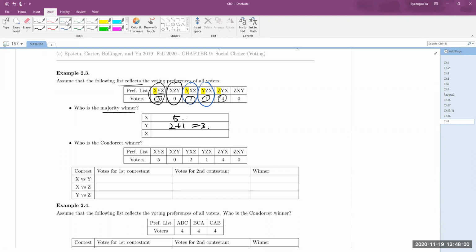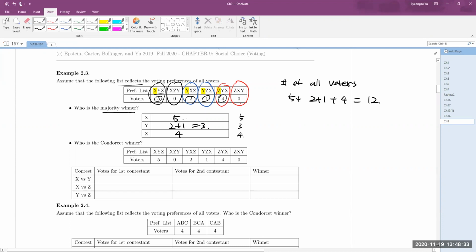And lastly, voters who prefer G is from the last 2, and this is 4. So from this, X has 5 votes, Y has 3 votes, G has 4 votes. And in this case, you can see that the number of all voters are 5 plus 2 plus 1 plus 4, which is 12, right?